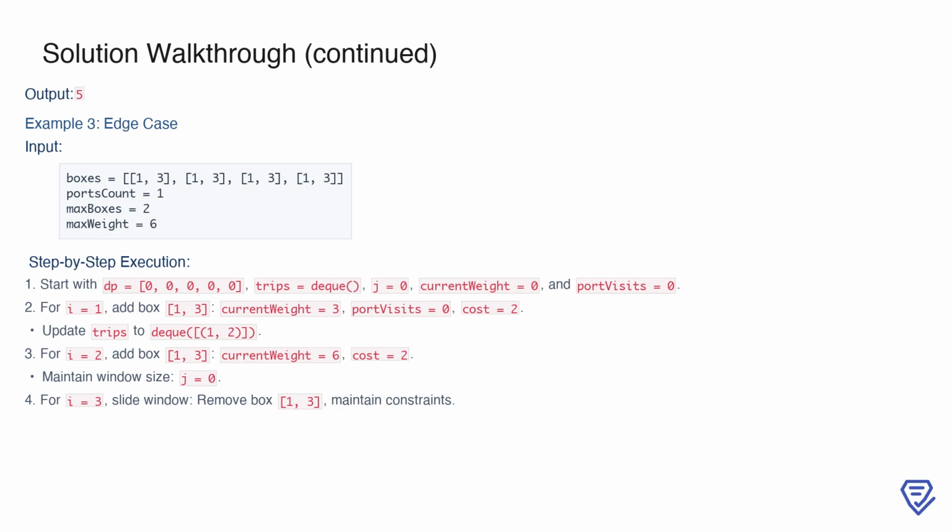Now, let's examine a more constrained edge case with just one port, a smaller max boxes limit of 2, and a max weight of 6. This example will demonstrate how the sliding window approach efficiently manages tight constraints.